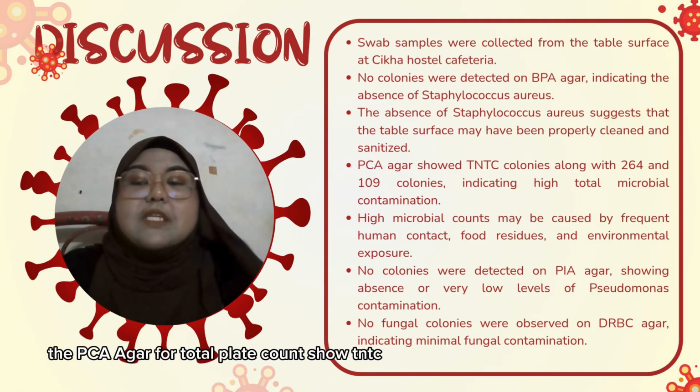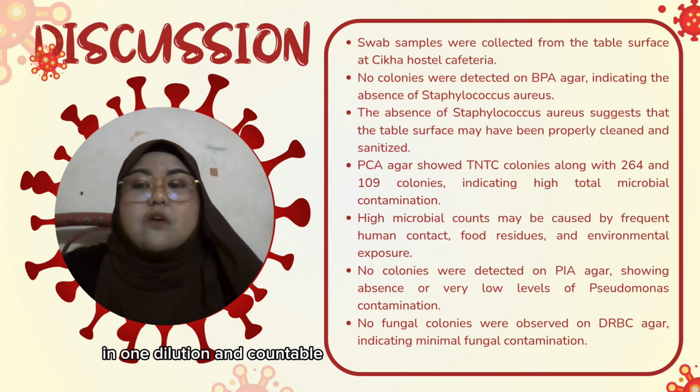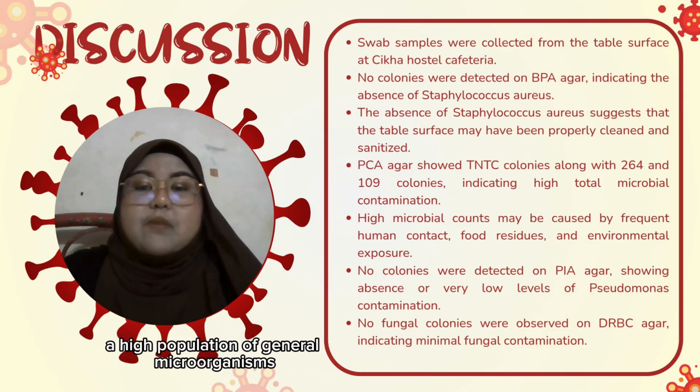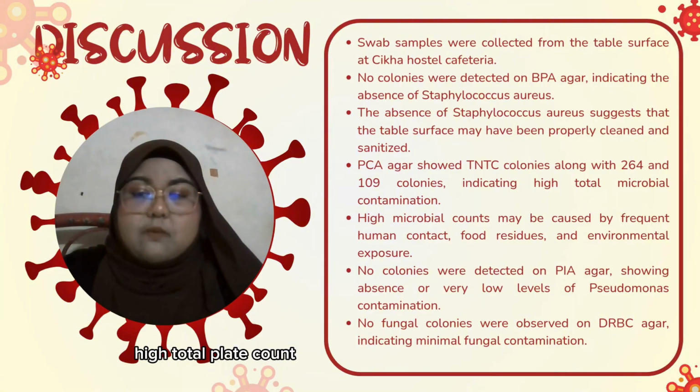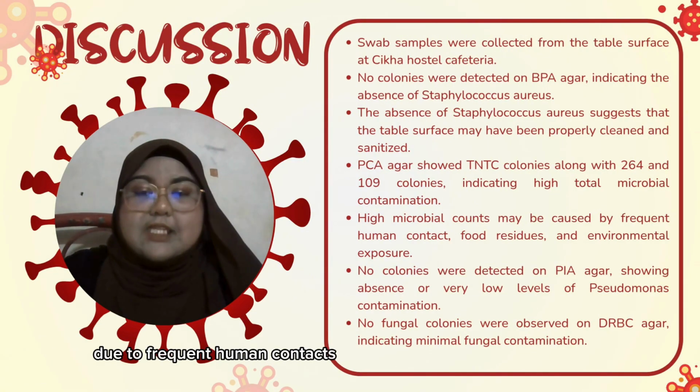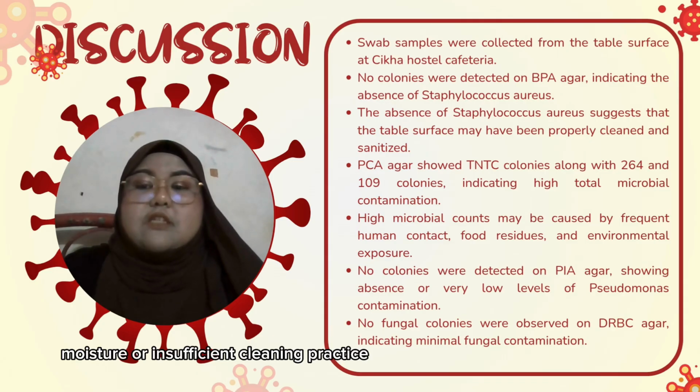Meanwhile, the PCA agar for total plate count showed TNTC, which is too numerous to count colonies, in one dilution, and countable colonies of 264 and 109 colonies in other dilutions. This indicates that although Staphylococcus aureus was absent, the cafeteria table surface still contained a high population of general microorganisms. A high total plate count usually reflects environmental contamination due to frequent human contact, food residues, moisture, or insufficient cleaning practice.